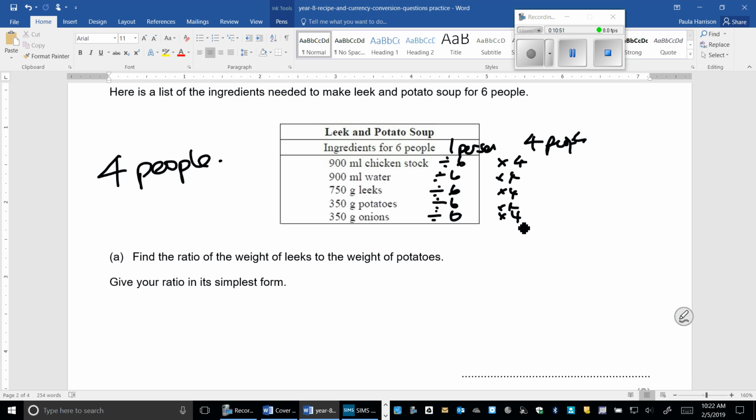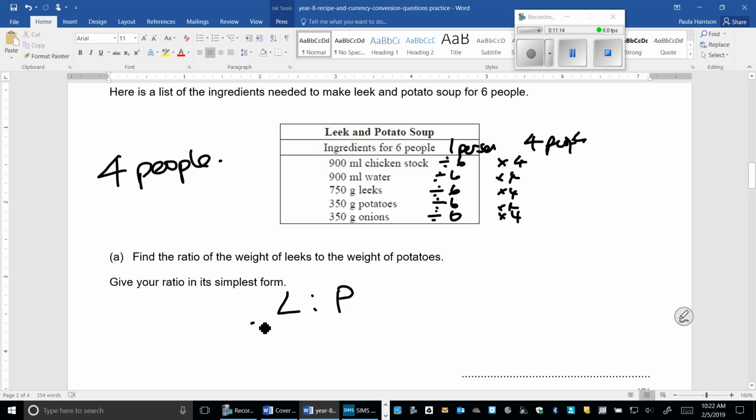So the first question, though, let's actually look at what we've been asked to do. It says find the ratio of the weight of leeks to the weight of potatoes. So they want leeks first, and then potatoes. So how many grams of leeks is it? So leeks to potatoes. Remember, I like to always do a quick letter, just to make sure I'm doing it in the right order. Georgie?